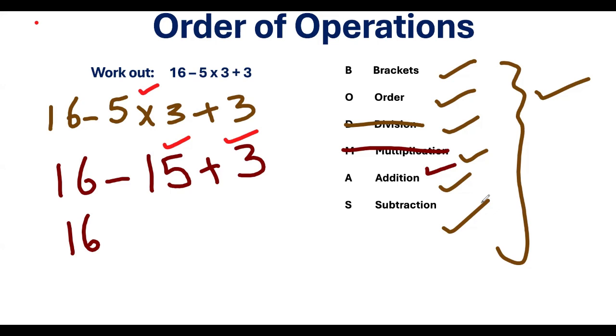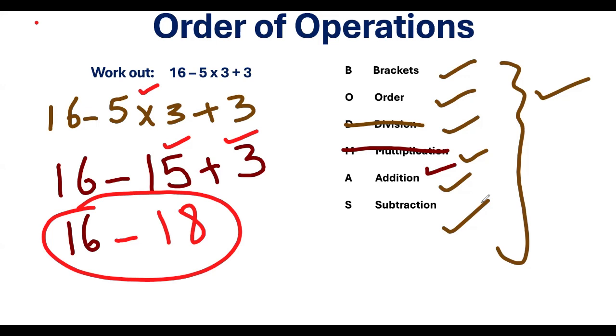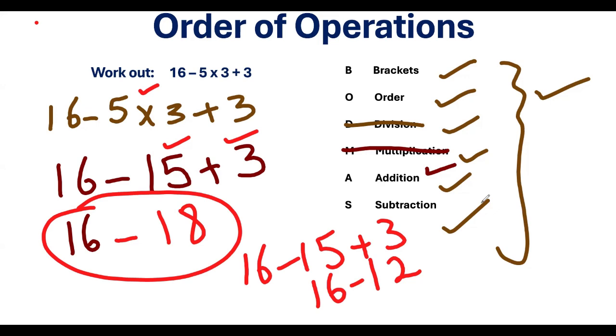Most of the students make this mistake: 15 plus 3 is 18, minus 18. This is completely wrong. Please keep in mind, you have to add first. 16 minus 15 plus 3. So minus 15 plus 3 will give you minus 12, right? And 16 minus 12 is the final answer, 4. 4 is the correct answer.